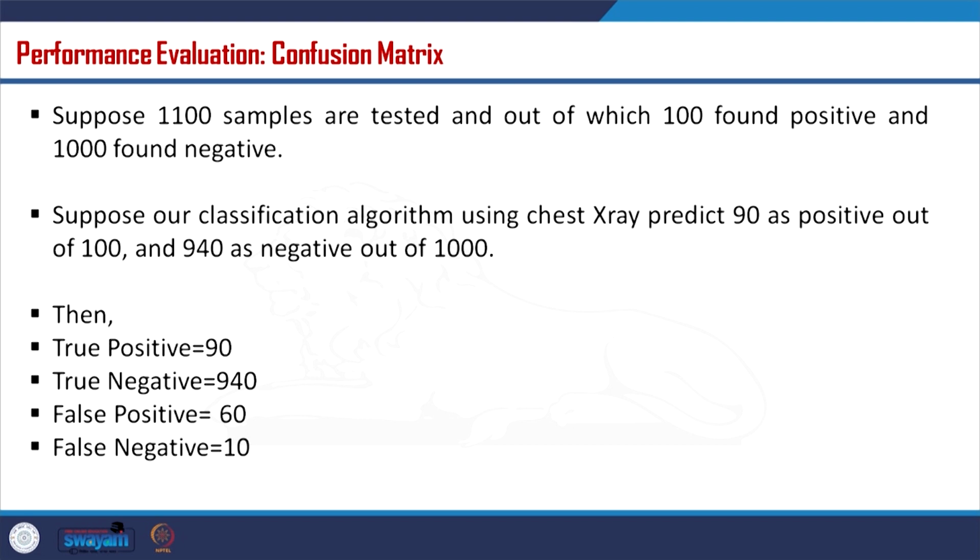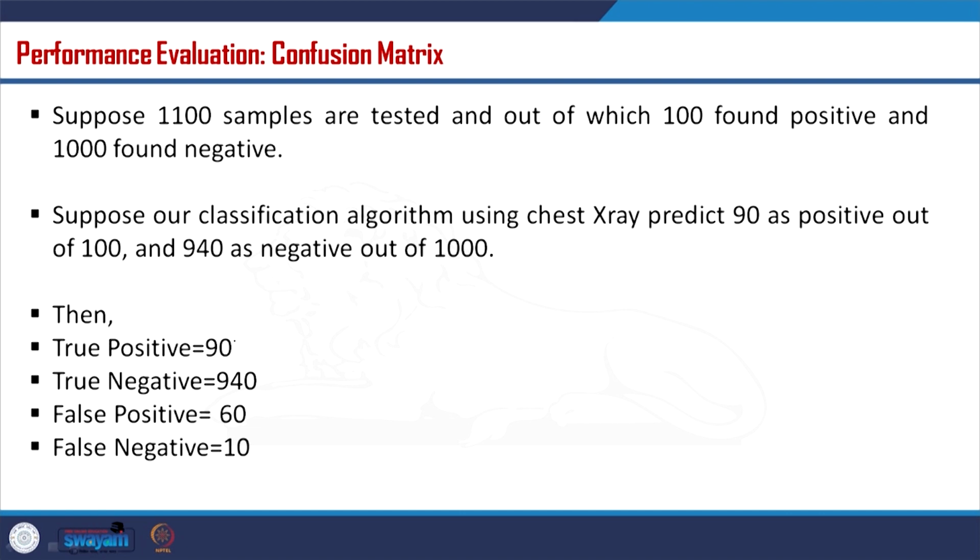Now, suppose we have taken chest X-ray images of all those patients and we have learned some classification model on chest X-ray, and based on that we are classifying them into positive and negative class. Suppose out of the 100 positive samples, 90 are found as positive, and out of the 1000 negative samples, 940 are found negative. So, we are having some misclassification also.